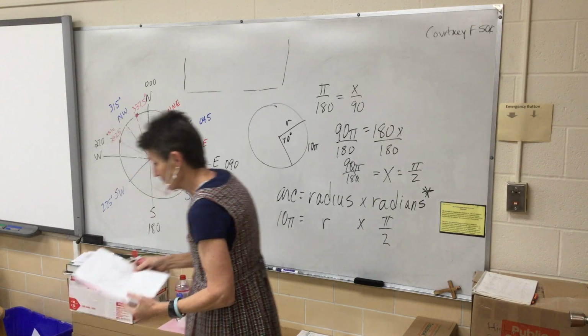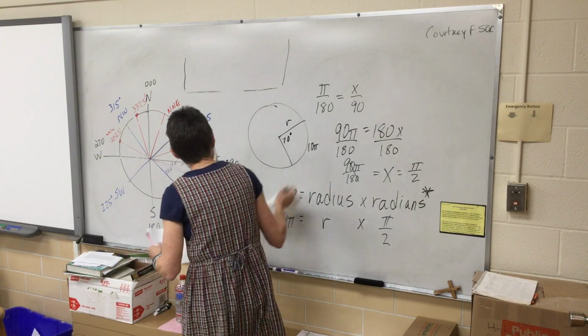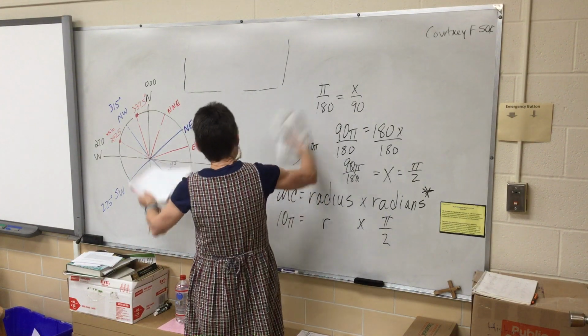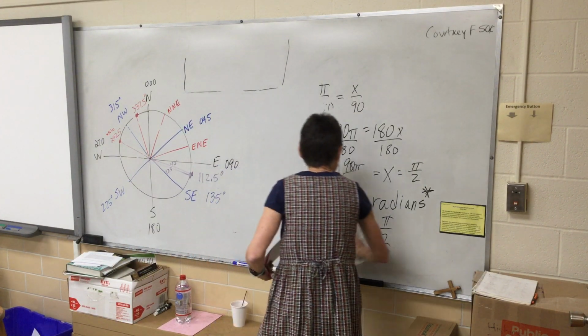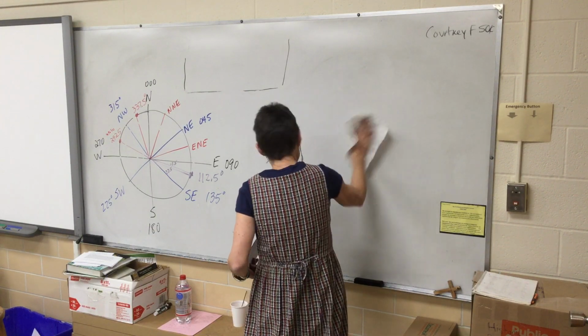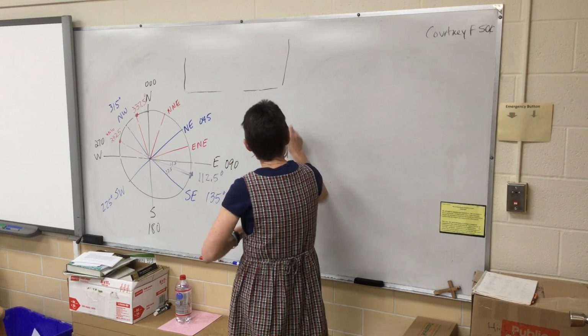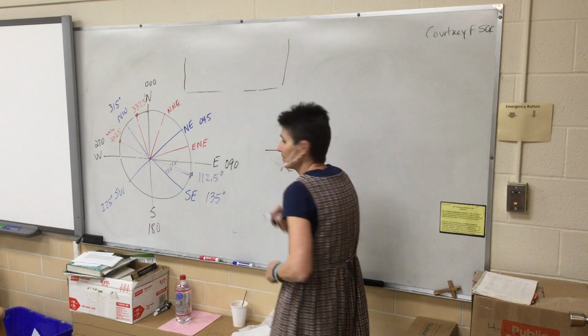All right, one more. A ship leaves port and travels 15 miles on a course of 100 degrees. So I'm going to leave my compass there to remind you. All you're doing is drawing a picture of this guy's course. So here is port, right there.